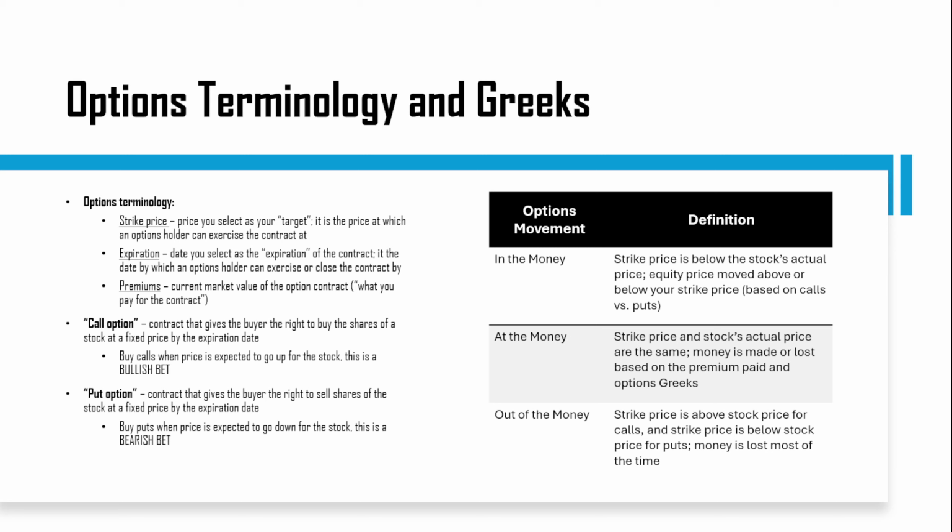You have the strike price, which is the price that you want to select as your target. That's your goal. The strike price usually is not the in the money price. So sometimes the in the money price is a little bit higher than the strike price. Then you have the expiration date. Obviously, it's the date by which the contract expires.